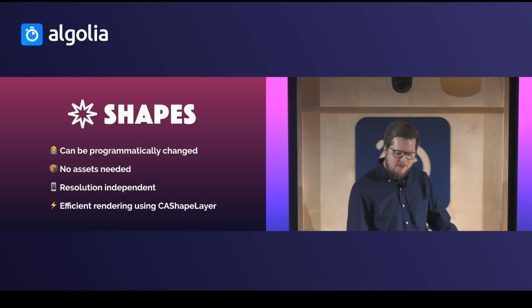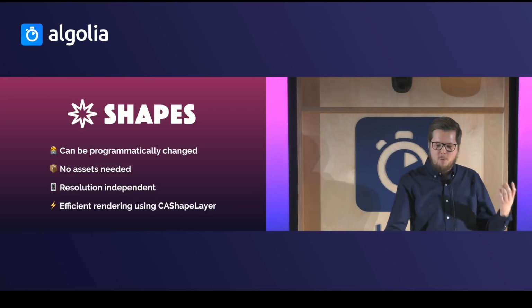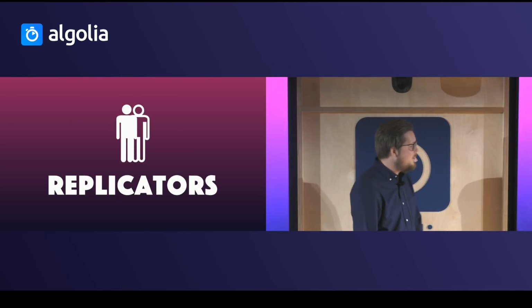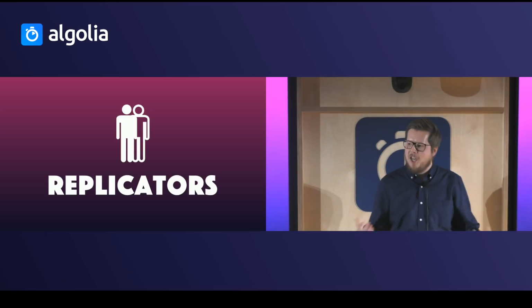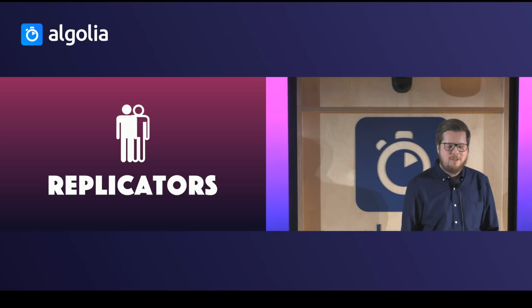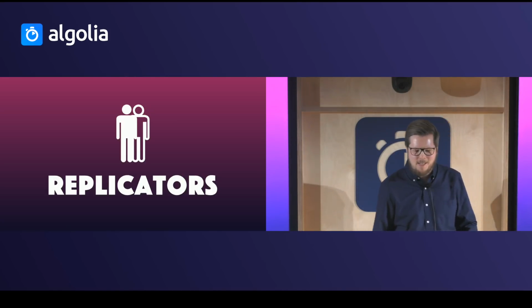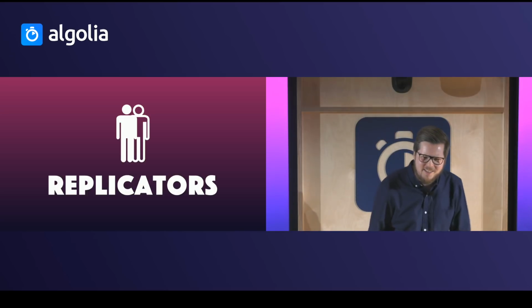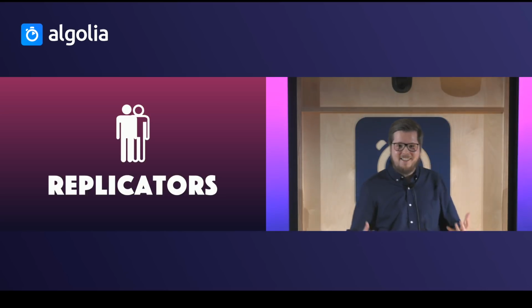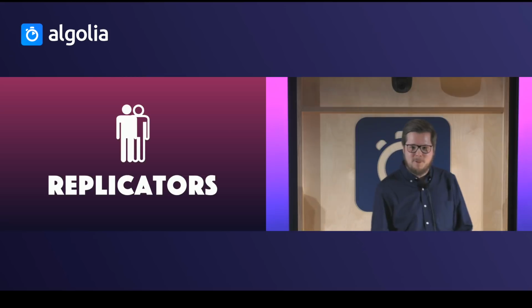So that's shapes. Now let's move over and talk about replicators. Replicators, I think, are a little bit of a hidden gem in Core Animation. It's something that you might not initially, when you hear about them, think about what they might be useful for. I spent a long time just looking at this API and was like, who would use this? But it turns out that they are pretty cool, and you can use them for some interesting things.